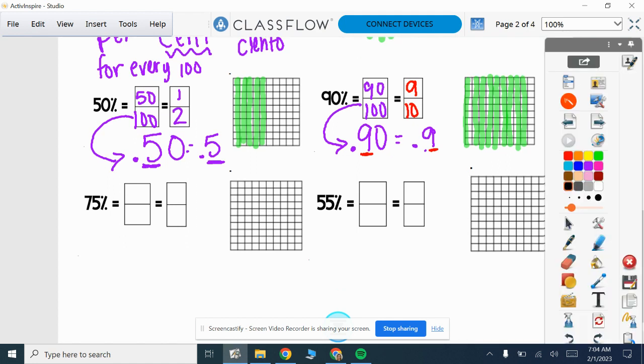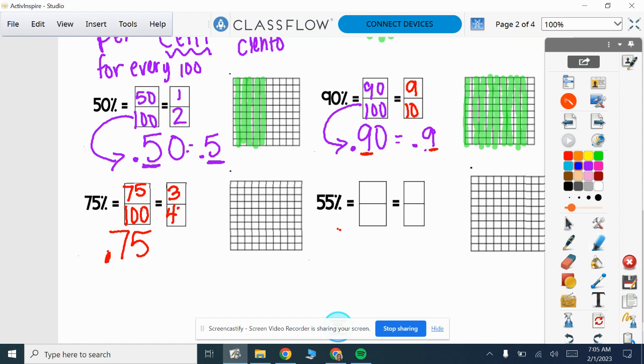Excellent. All right, you are going to try this one on your own. I'm going to do one more with you. So 75 is going to be 75. What is a percent? Out of 100. You guessed it. So 75 out of 100 is going to be equal to what? 3/4, because this as a decimal is 0.75, and there are 3/4 in 75 cents.